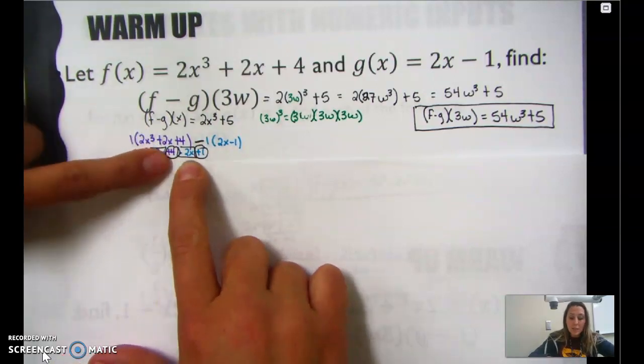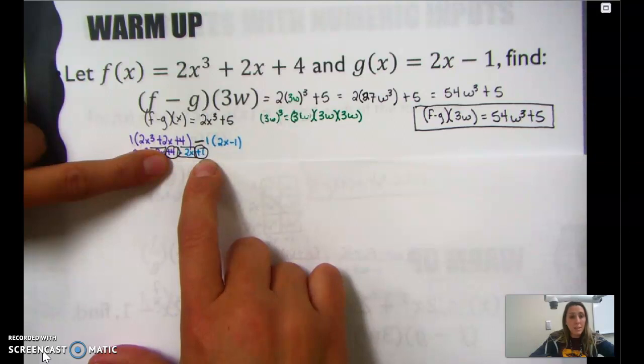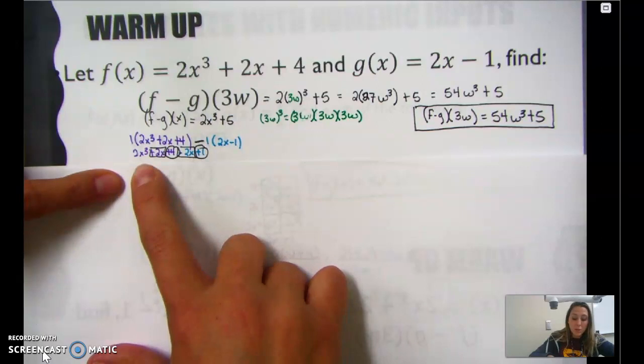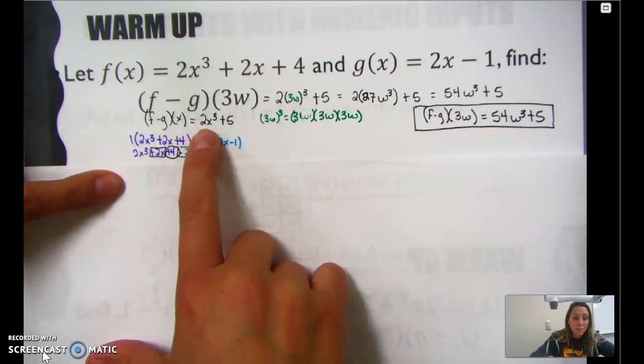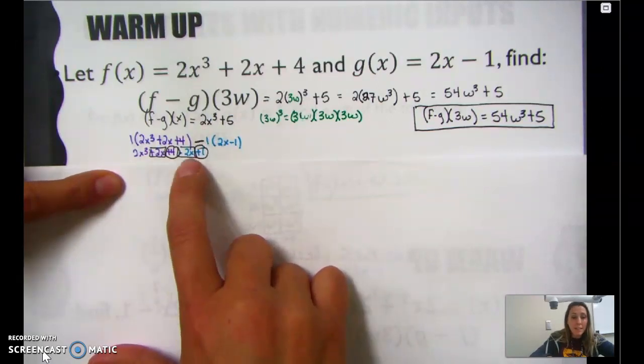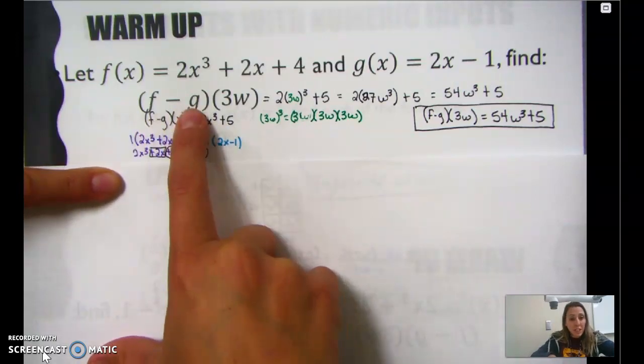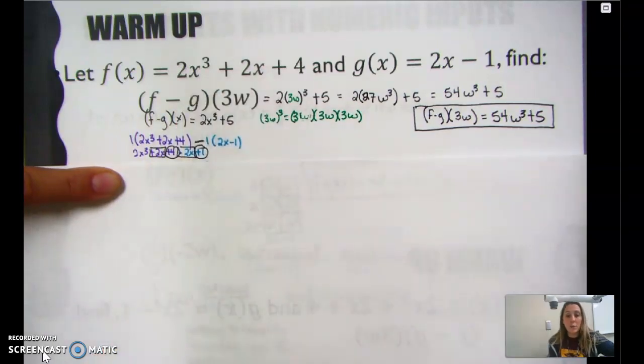Then I got negative 1 times 2x, which is negative 2x, and negative 1 times negative 1 is a positive 1. Then I combine my like terms. I only had 2x cubed, so I put that there. Positive 2x minus 2x is a 0x, so I didn't need to write it. And then 4 plus 1 is 5. Now that I know what f minus g is, I can go ahead and start putting in my new input.